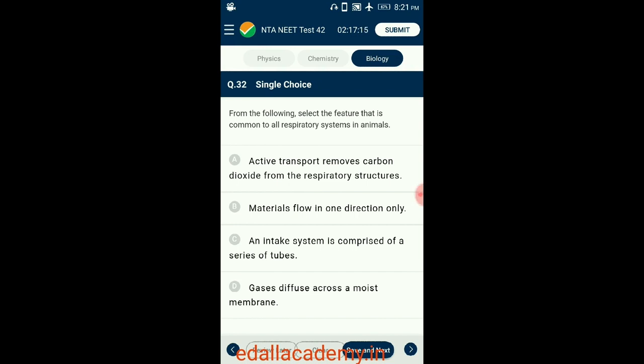So the answer for this question is option D. Gases diffuse across a moist membrane. So the correct option is D.